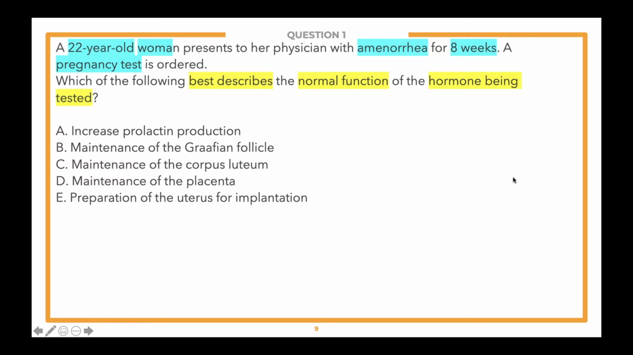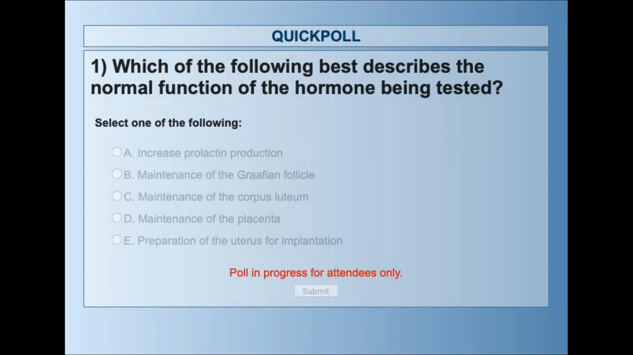Answer choice E, preparation of the uterus for implantation. D, maintenance of the placenta. C, maintenance of the corpus luteum. B, maintenance of the Graafian follicle, and A, increased prolactin production. So we're going to go ahead and open up that poll. Go ahead and select the answer choice you think is the best answer here, and we'll talk about it in just a few seconds.